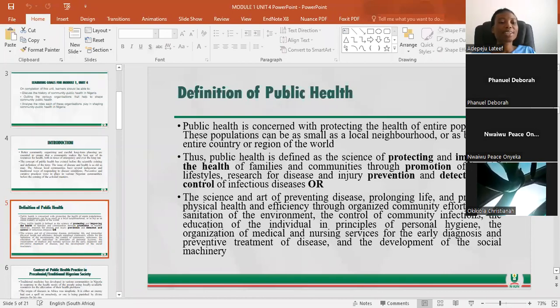The definition of public health. Public health is concerned with protecting the health of the entire population. This population can be as small as a local neighborhood or as big as the entire country or region of the world. Thus, public health is defined as the science of protecting and improving the health of families and communities.